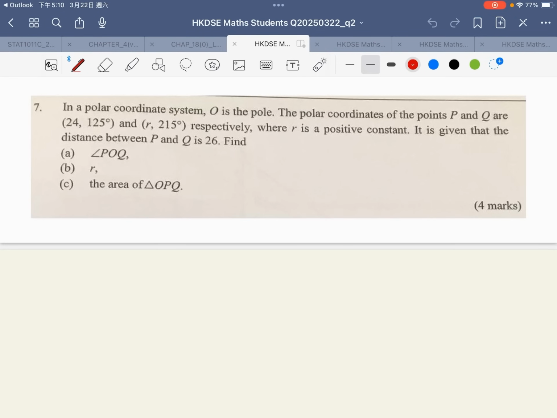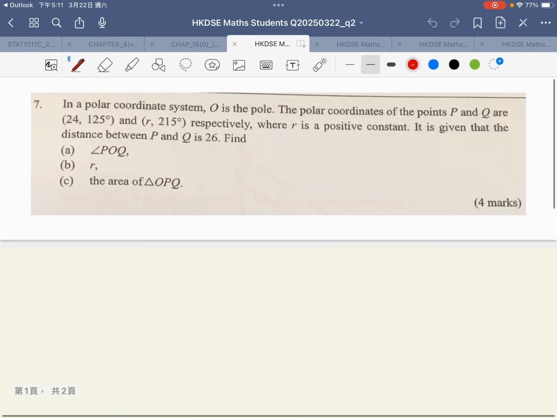This question is a polar coordinates question, and a short question. I think the polar coordinates problem is from last year, 2025. Okay, let's look at this question.